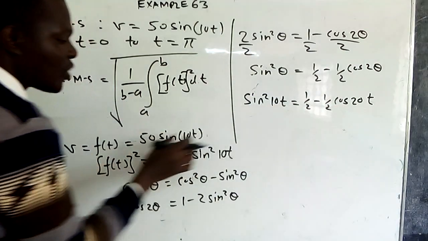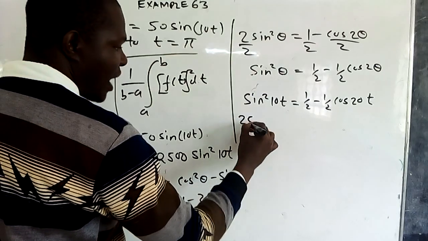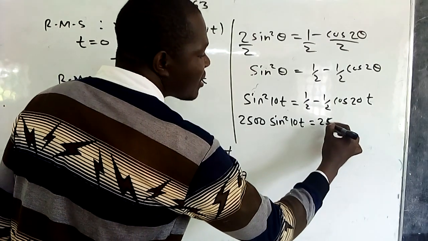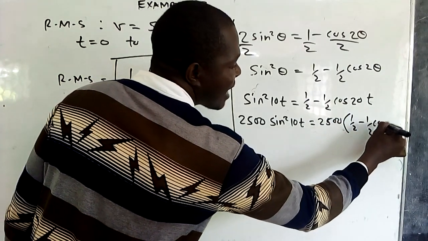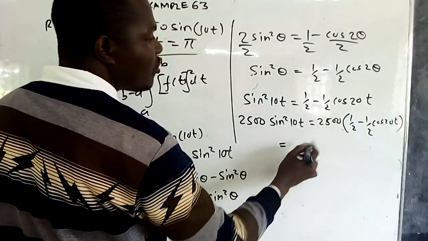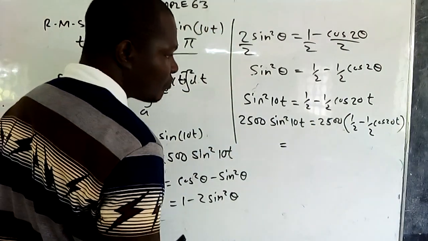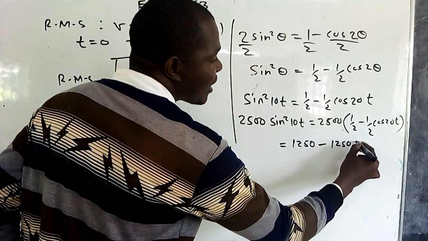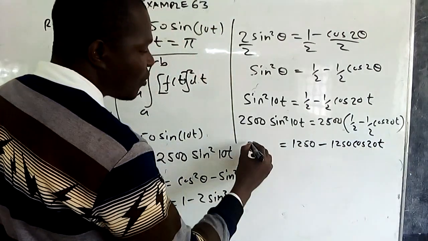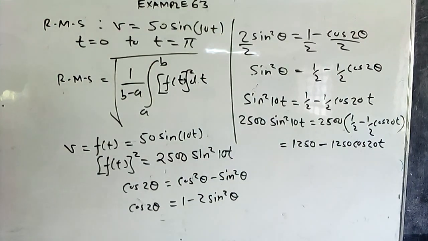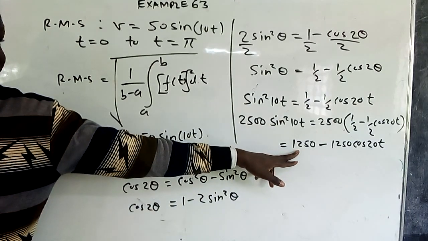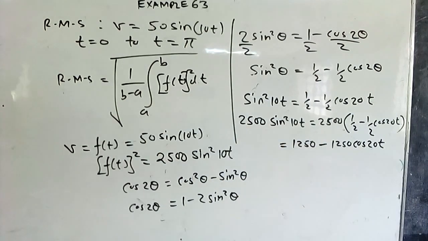So we multiply both sides of the equation by 2,500. So 2,500 sine squared 10t is equal to 2,500 into a half minus a half cos 20t, which gives 1,250 minus 1,250 cos 20t. So you have found that 2,500 sine squared 10t is the same as 1,250 minus 1,250 cos 20t. Is that okay?